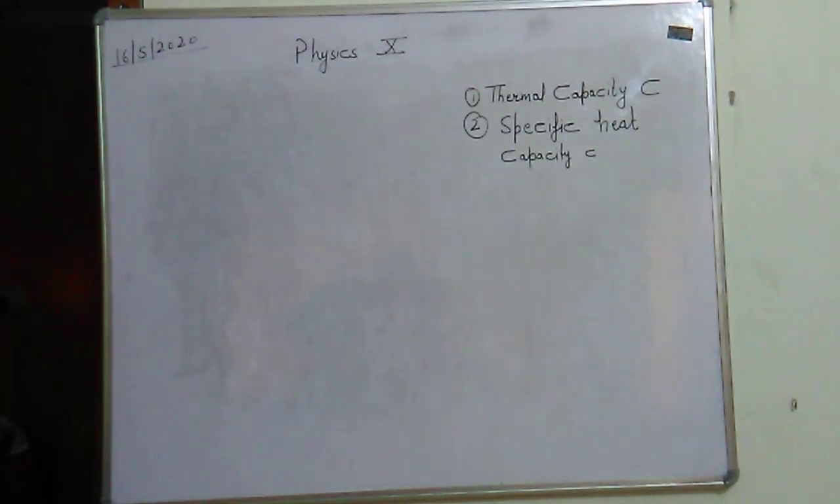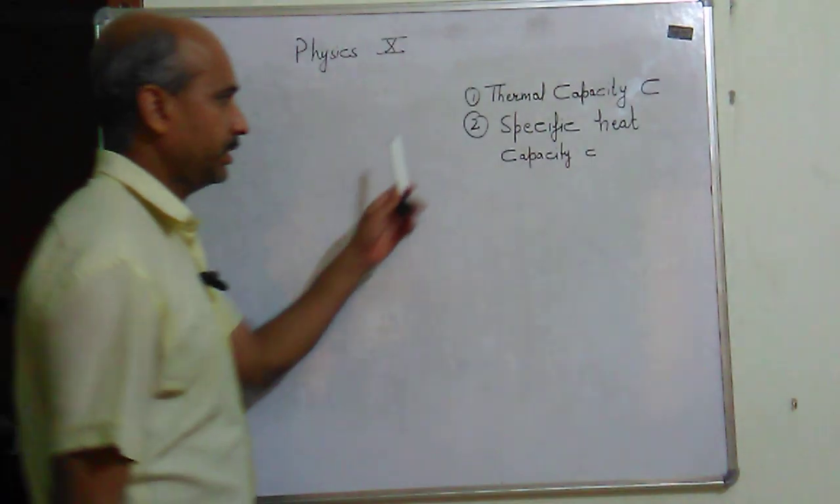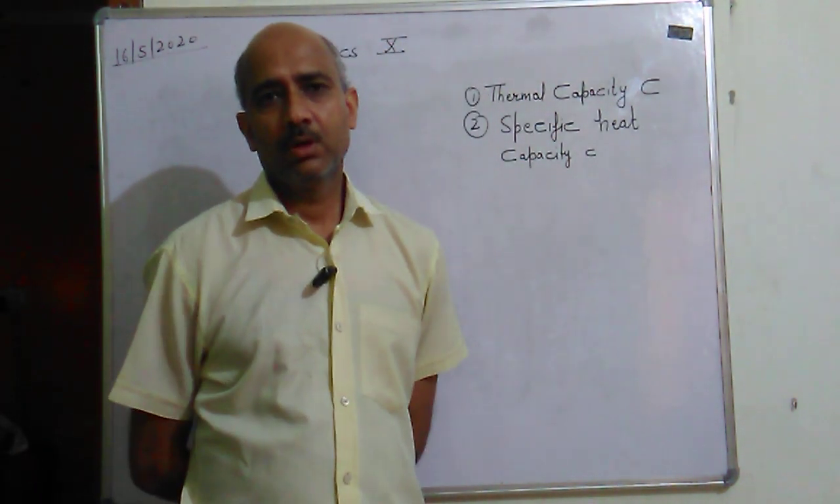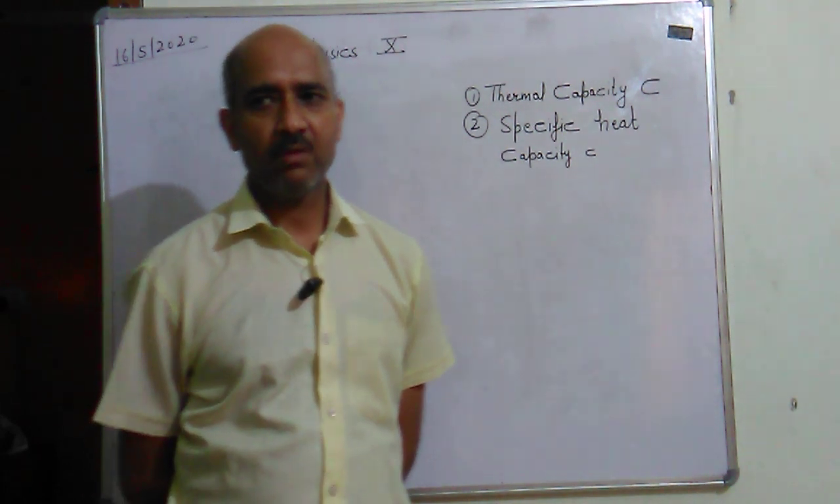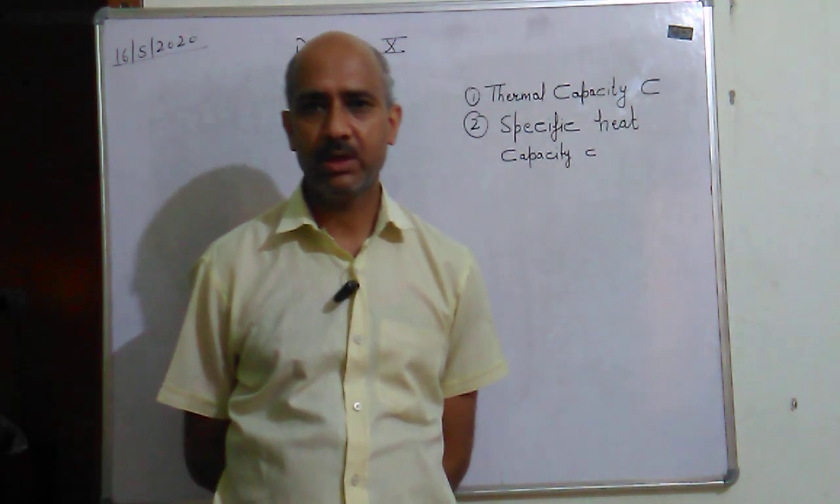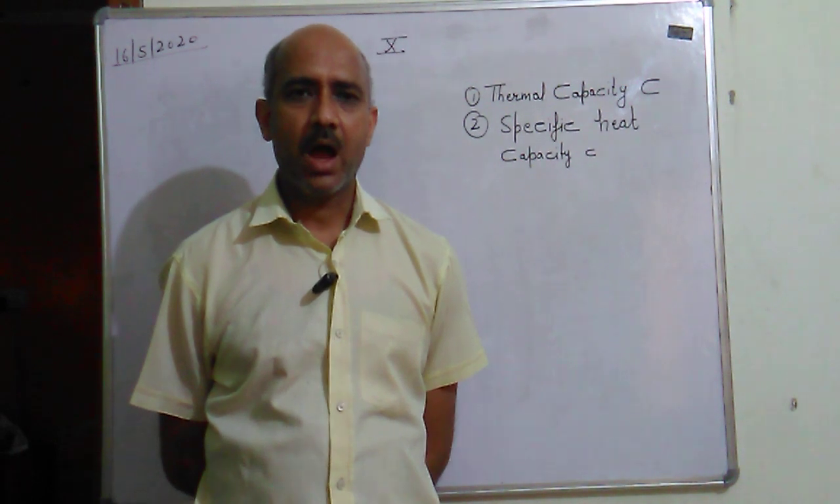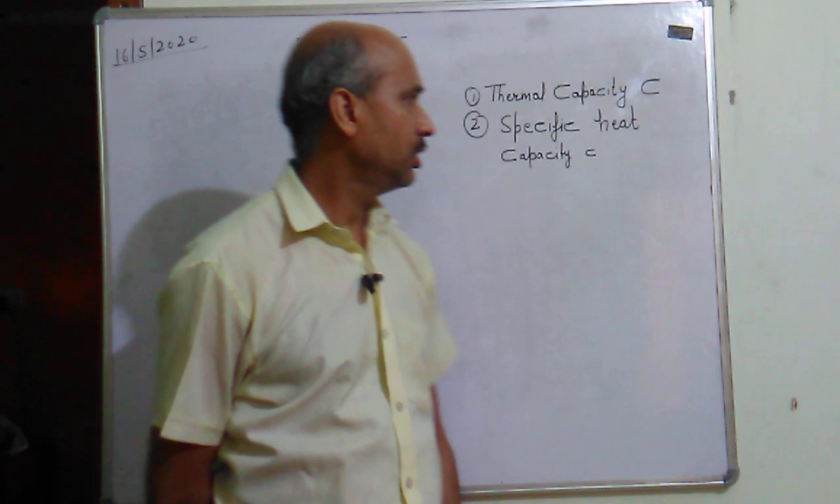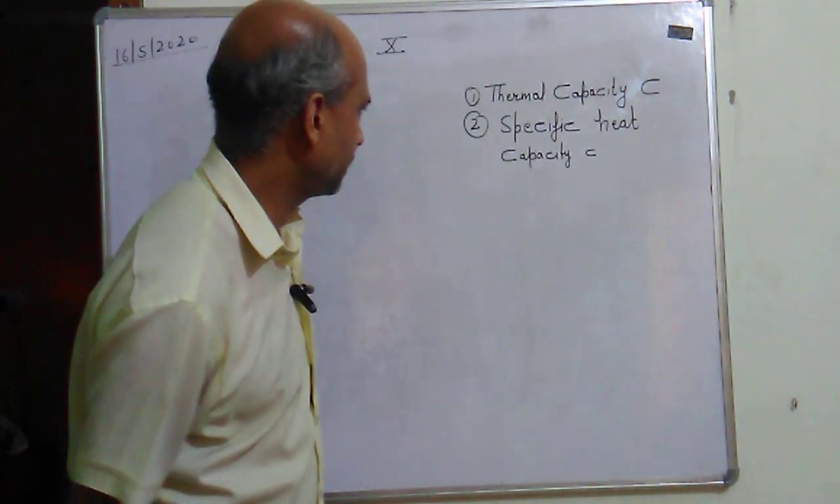Hello everyone. Today we are starting with the same chapter, that is calorimetry, and today's topics are thermal capacity and specific heat capacity. Now let us start with the first topic, that is thermal capacity. But before that, let me remind you what we have done. We have discussed heat, what is heat, what are the units, and what is temperature, how does the heat flow. These things we have discussed. So today the other topic we are having is thermal capacity.